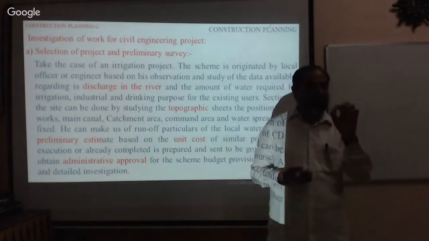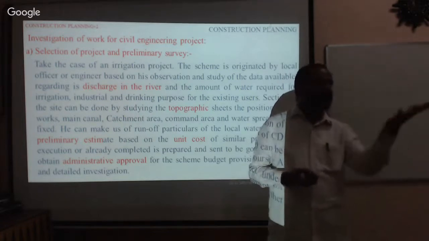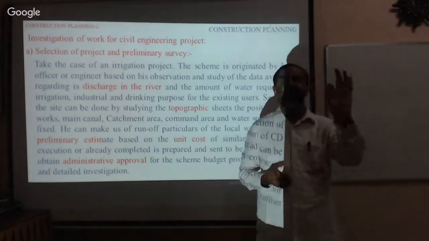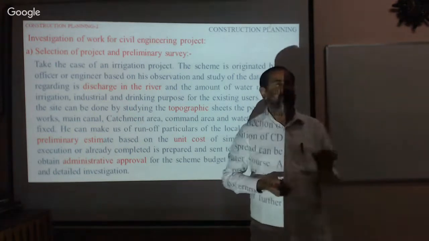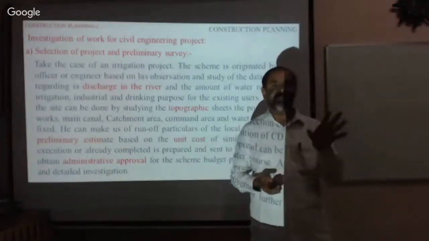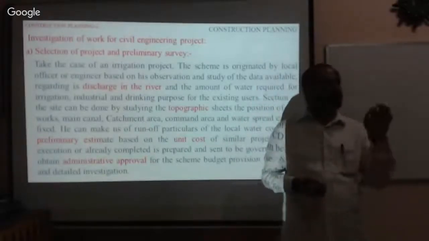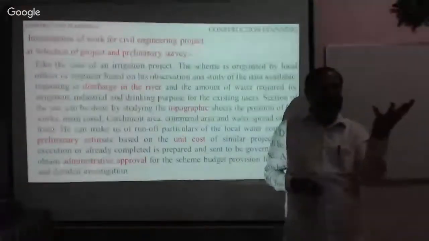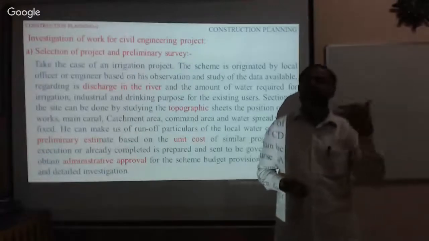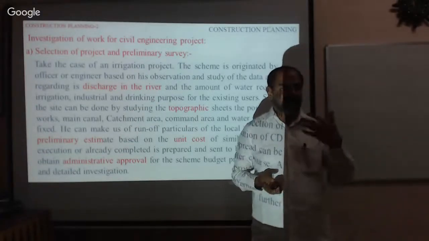From there we can start. We can commence any project by looking at the topo sheet. It is a contour map, with all details like temples, churches, rivers, bridges. They are mentioned in the topo sheet. From there we can access the preliminary report, and then go to the site.